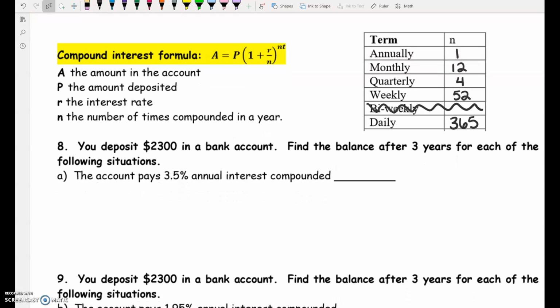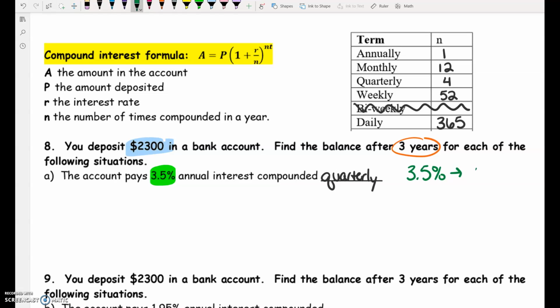So we're going to use this formula. You deposit $2,300 in a bank account that earns 3.5% annual interest, and we're going to do compounded quarterly. We want to find the balance after 3 years. So a couple things to think about. 3.5% interest. What is that as a decimal? 3% would be 0.03, so 3.5% would be 0.035. So that's going to be your R.